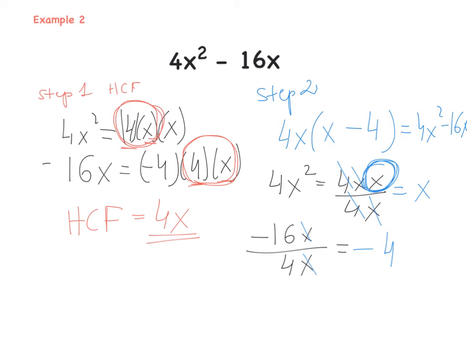So 4x multiplied by minus 4, it's minus 16x. Done. And this is our second step, okay? So factorization is done. That's what we need to have, okay? A number and a bracket. When you multiply it, we'll get our expression.